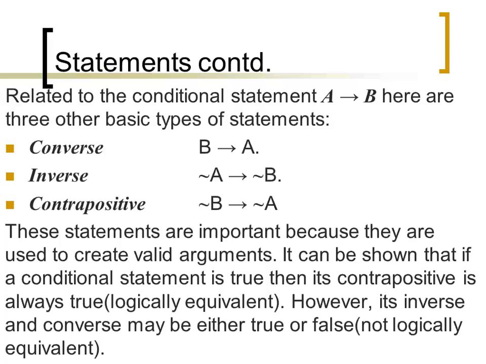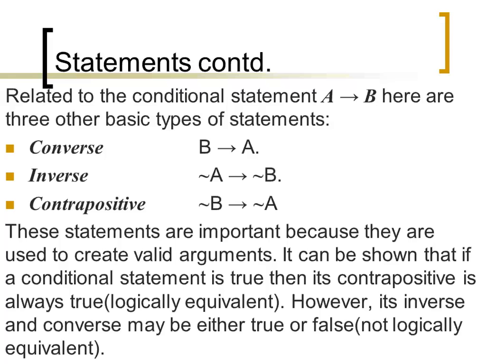And the contrapositive, on the other hand, is turning it around where we are moving from the conclusion to the hypothesis and incorporating the negation as well. So therefore, not B, which is the conclusion, denotes not A, which is the hypothesis. Now, these statements are very important because they are used in creating arguments. And that argument has to be valid in logic because remember, we are studying the art of reasoning correctly.